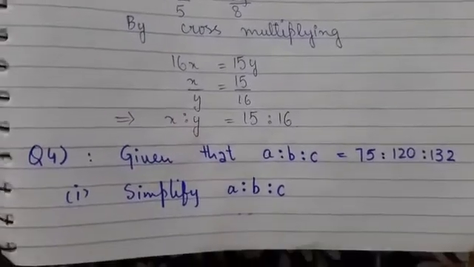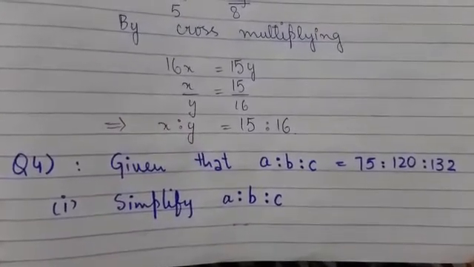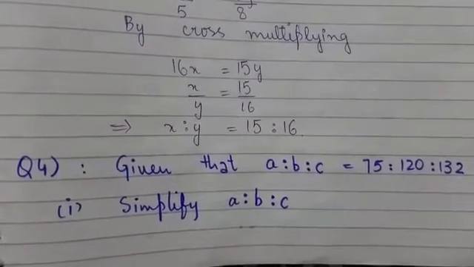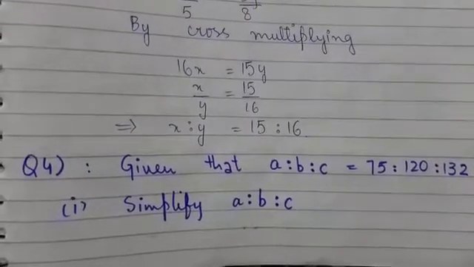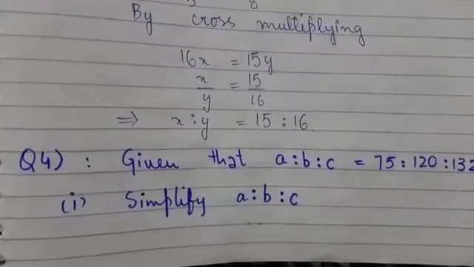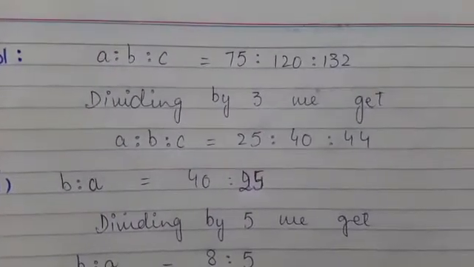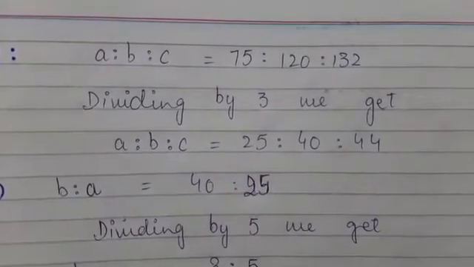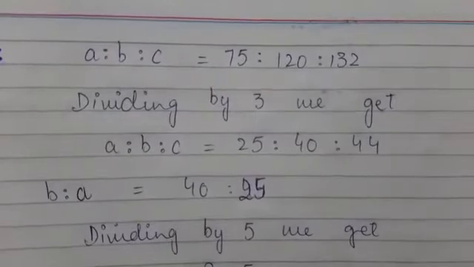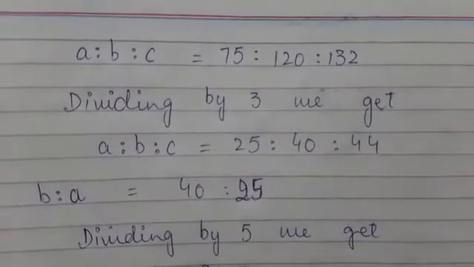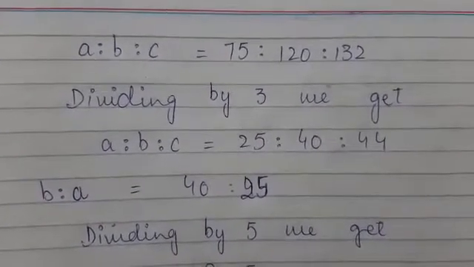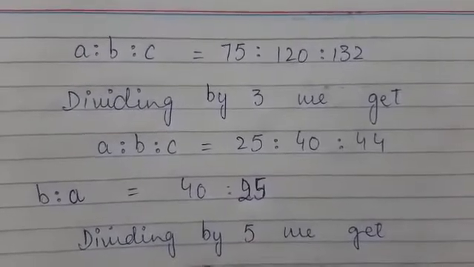Question number 4. Given that A ratio B ratio C is equal to 75 ratio 120 ratio 132, simplify A ratio B ratio C. Solution: as all three terms are divisible by 3, we have divided the three terms by 3 and get the answer 25 ratio 40 ratio 44.